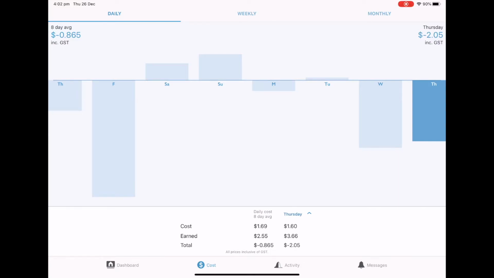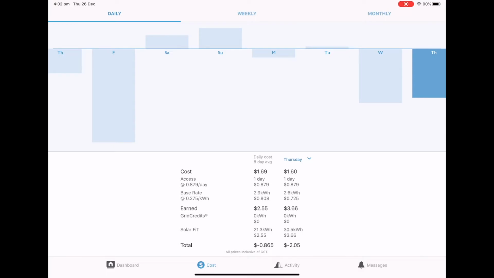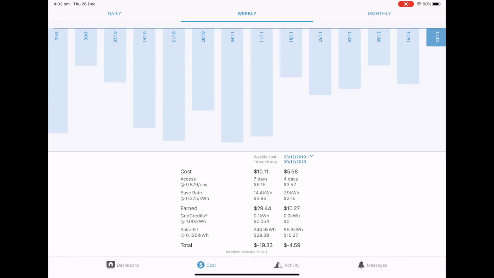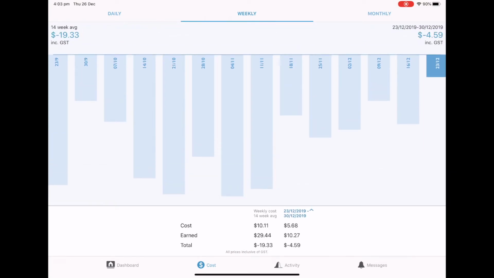Now you can click down the bottom here, and that opens up a little bit more. So that just goes into say your costs really. That's grid credits you see down the bottom, but look, I think I've had a grid credit event maybe 3 times since November 2017, so it's not a big thing. Now we can also go to a weekly graph and monthly.